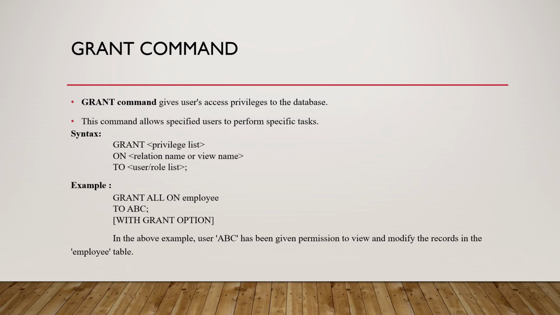First command is grant command. Grant command gives user access privilege to the database. This command allows specific user to perform specific tasks. Syntax: grant privilege list on relation name or view name to user or role list. Example: grant all on employee to ABC with grant option. In the above example, user ABC has been given permission to view and modify the records in the employee table.